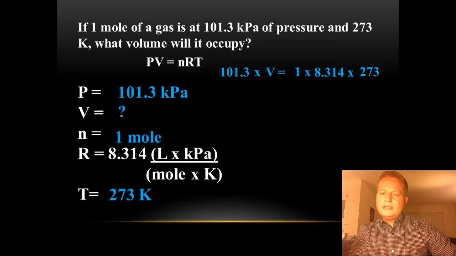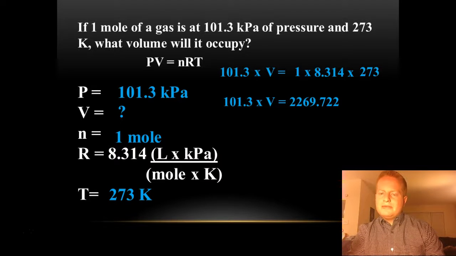So if we were to bring this down a little bit, we would have 101.3 times V equals this number. All I did on this side was multiply the right side altogether and get this value. Now what do we do to get V by itself to solve for this? Well, all we do is take the number and divide by 101.3, that'll give us our value, and the volume is 22.4. So then we're going to get rid of our question mark and put in 22.4 liters as our volume.